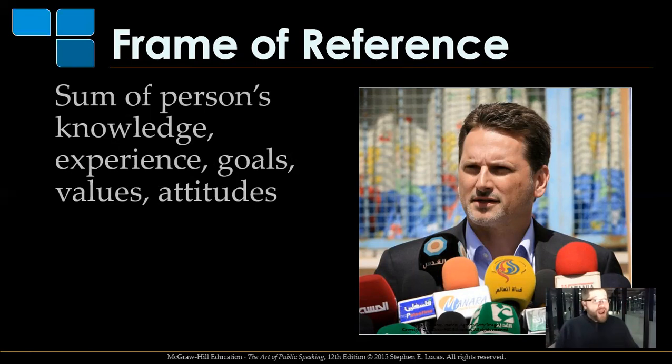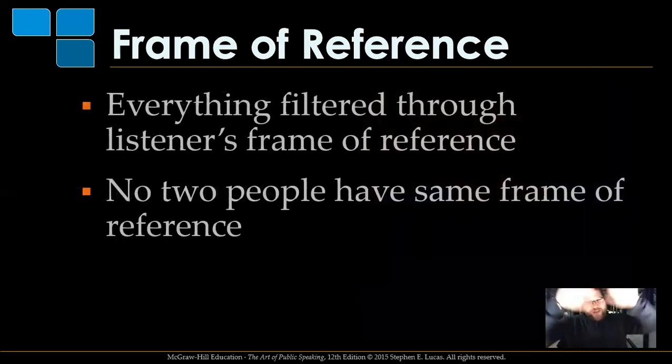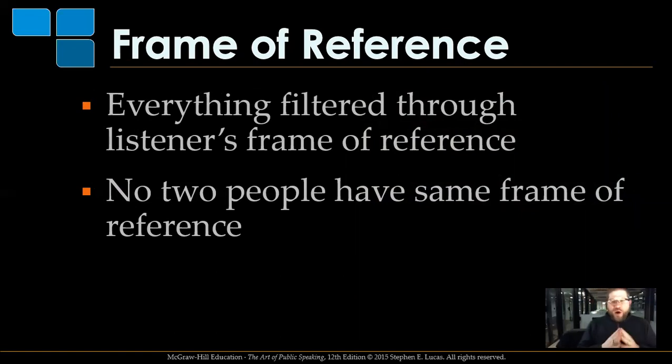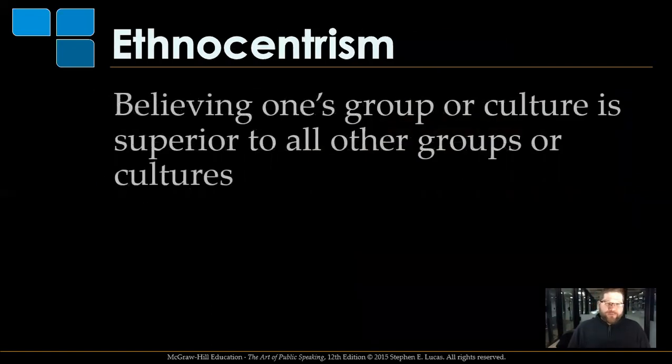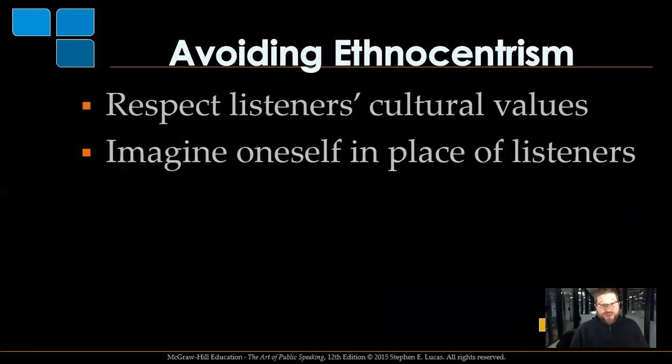And so if you can do an analysis of the audience, do it so you know what are my audience's experiences, what are their values, what are their attitudes, so that you can make sure your message gets across to them. So the frame of reference, everything is filtered through the listener's frame of reference, and no two people have the same frame of reference or worldview. Ethnocentrism, right? We want to avoid ethnocentrism. This is believing that one's group or culture is superior to all other groups or cultures. We can be guilty of this as a speaker, and our audience also can be guilty of ethnocentrism.